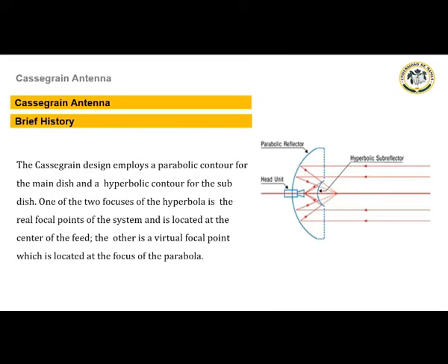The Cassegrain design employs a parabolic contour for the main dish and a hyperbolic contour for the sub-dish. One of the two focuses of the hyperbola is the real focal point of the system and is located at the center of the feed. The other is a virtual focal point which is located at the focus of the parabola.